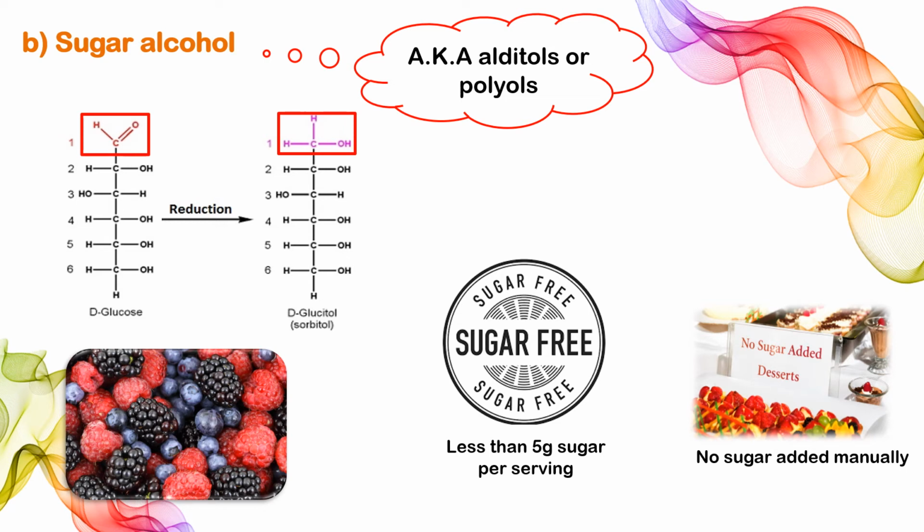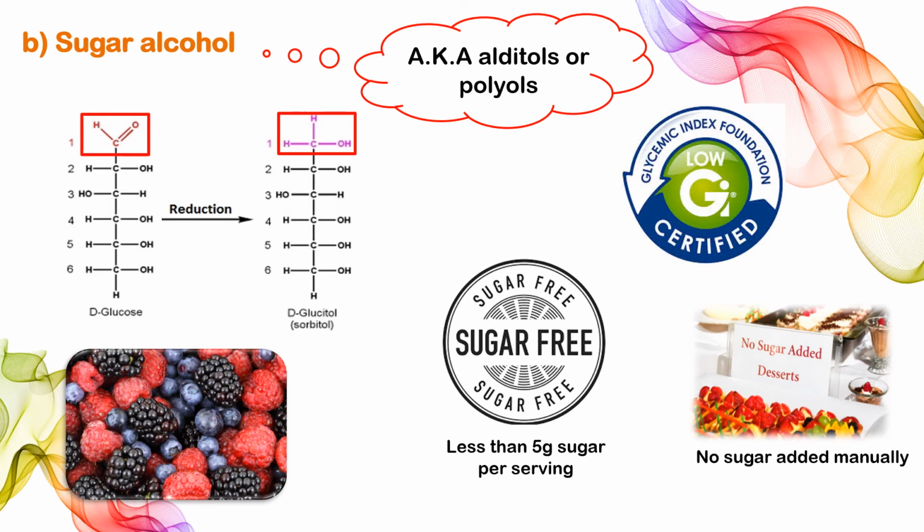However, it still does influence the blood sugar level, but much less than sucrose. This is because they have a low glycemic index, being absorbed at 50% of the rate of glucose. A few examples of important sugar alcohols include sorbitol, inositol, and mannitol.